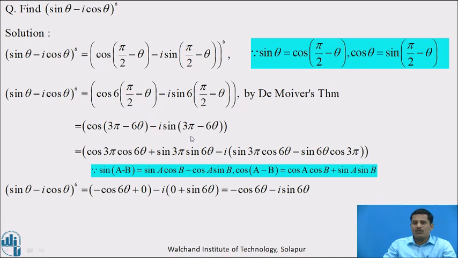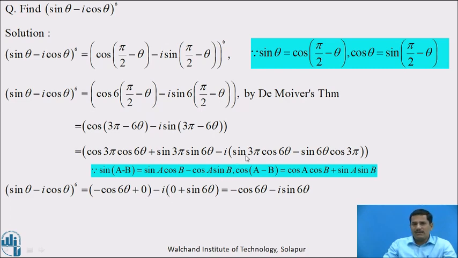and applying here the result sin(A − B), which is sin A cos B − cos A sin B, after applying we get sin 3π cos 6θ − sin 6θ cos 3π. Now, we know the value of cos 3π is −1. So the first term is −cos 6θ, and the value of sin 3π is 0. Therefore, the second term vanishes, and −i is as it is inside the bracket.